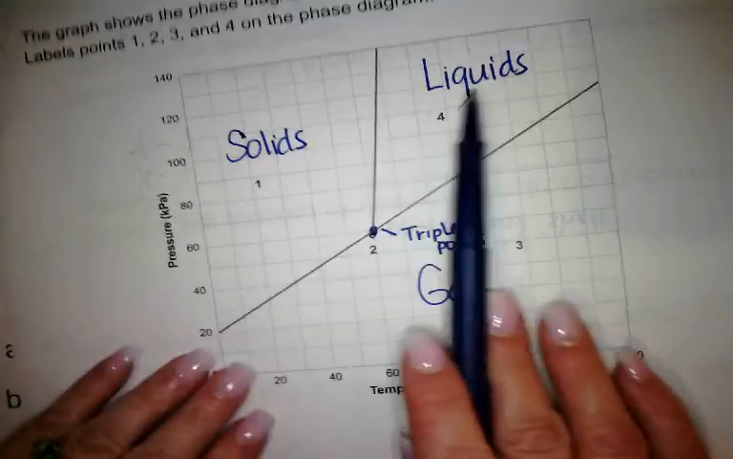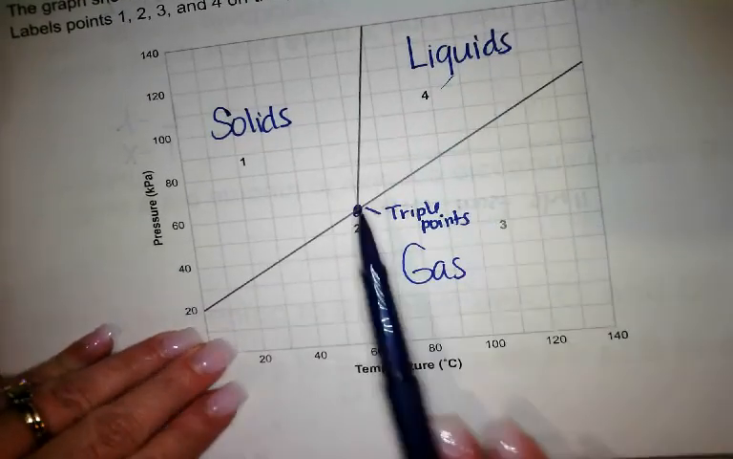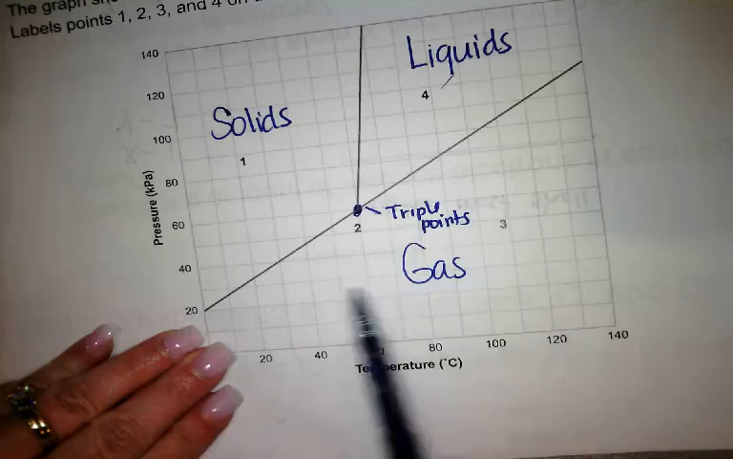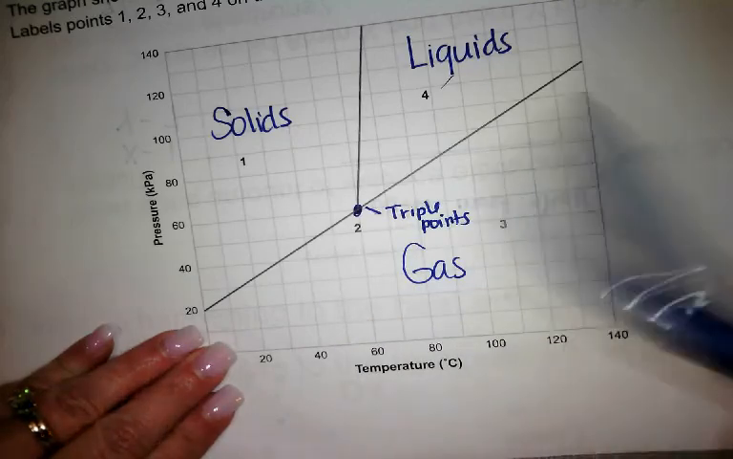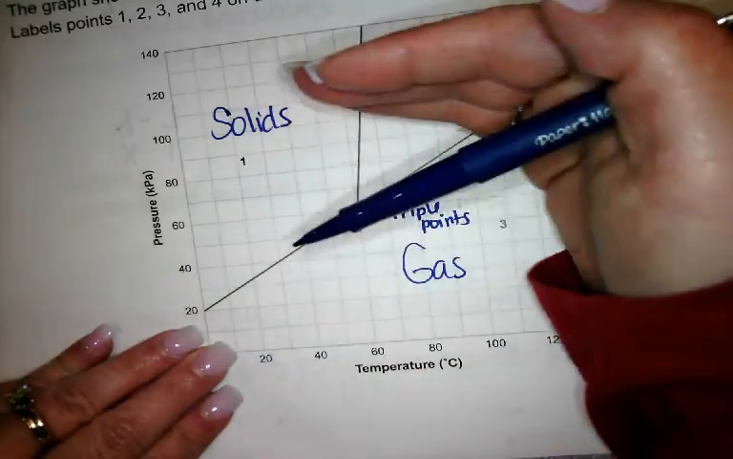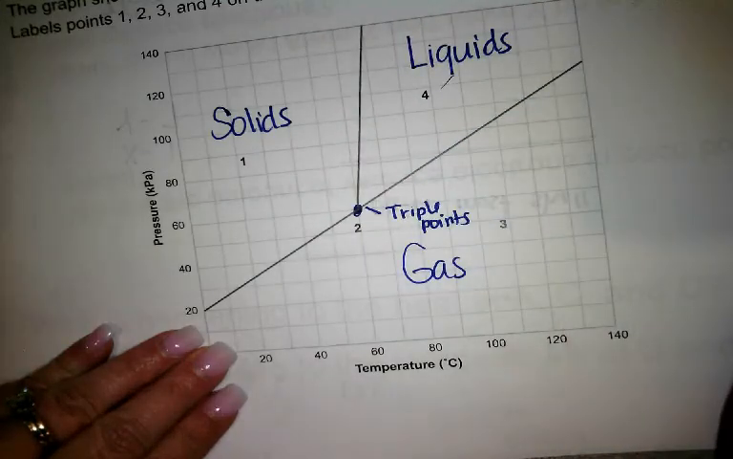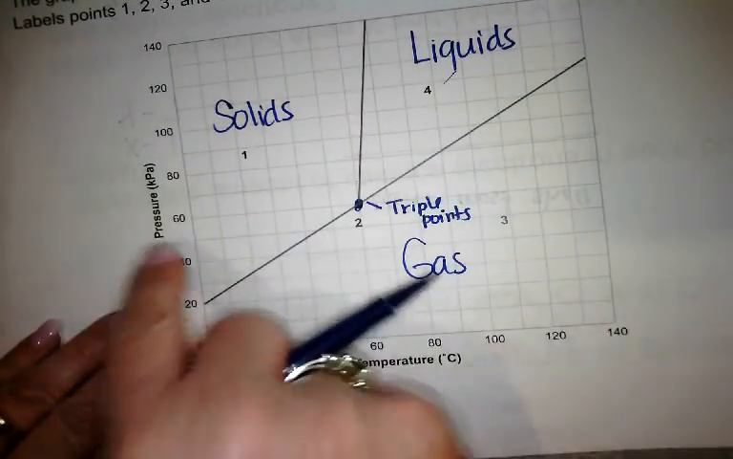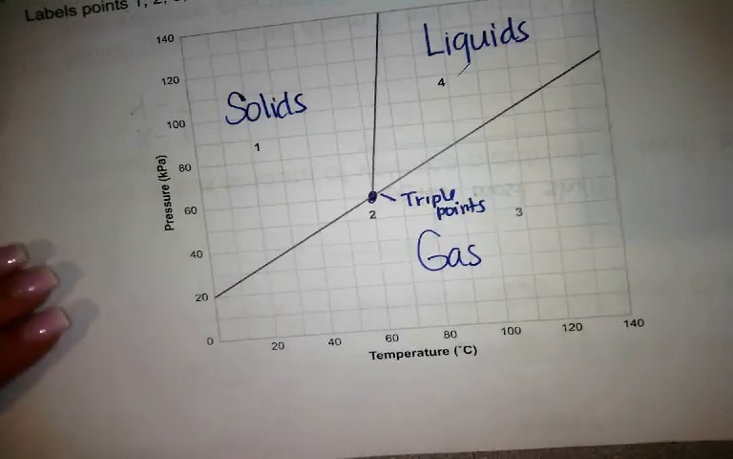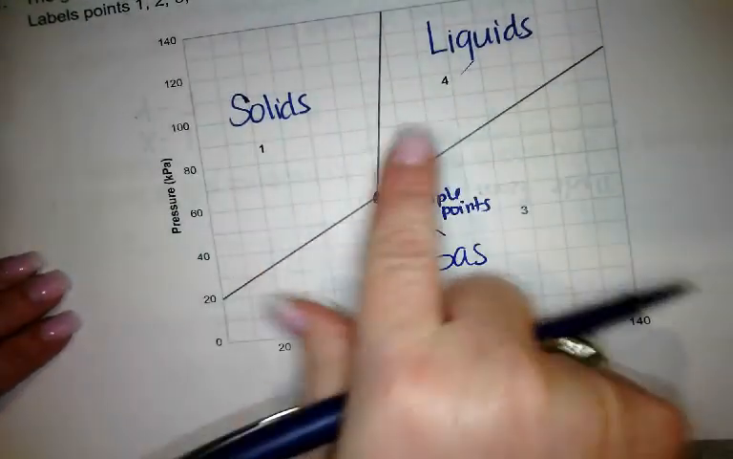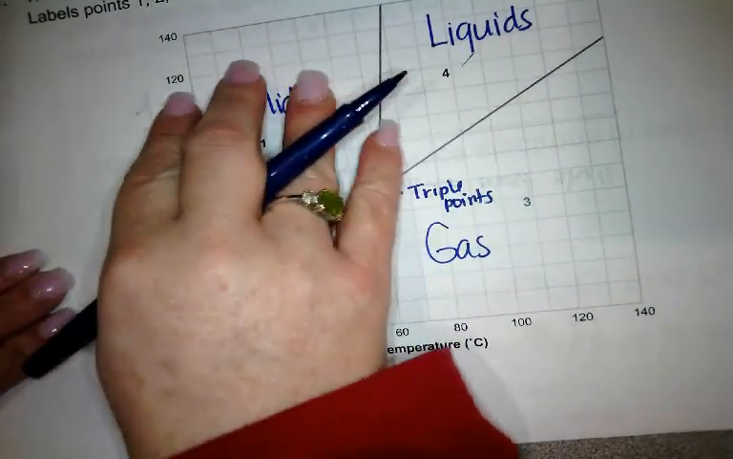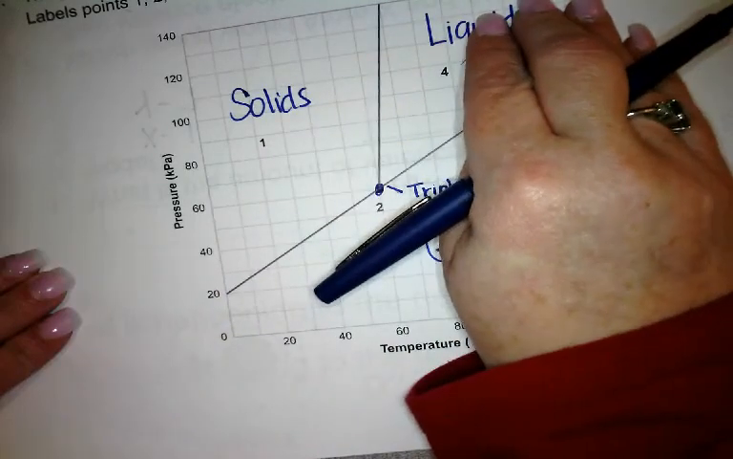The lines themselves may change and may increase or decrease in slope, just depending on the temperature and pressure that that substance reacts with. Okay, but you will have to label it. So solids are going to be over here first to your left, liquids over here to the right, upper right, and then gases will be in this bottom section where they all come together, the triple point. Okay.